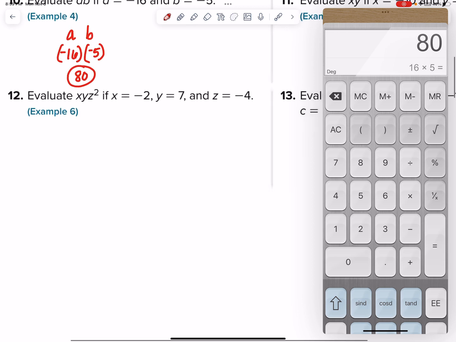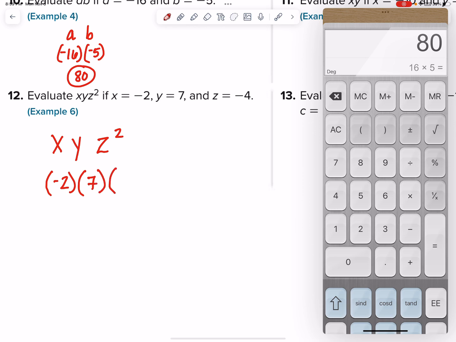I'm so glad that you're getting to see this one with me. It's really important. So we have x times y times z that is squared. Okay, so put everything in precisely. The x is negative 2. The y is 7. What is the z? The z is negative 4, and then that whole thing is squared. So it's really important to notice I put the whole z in parentheses.